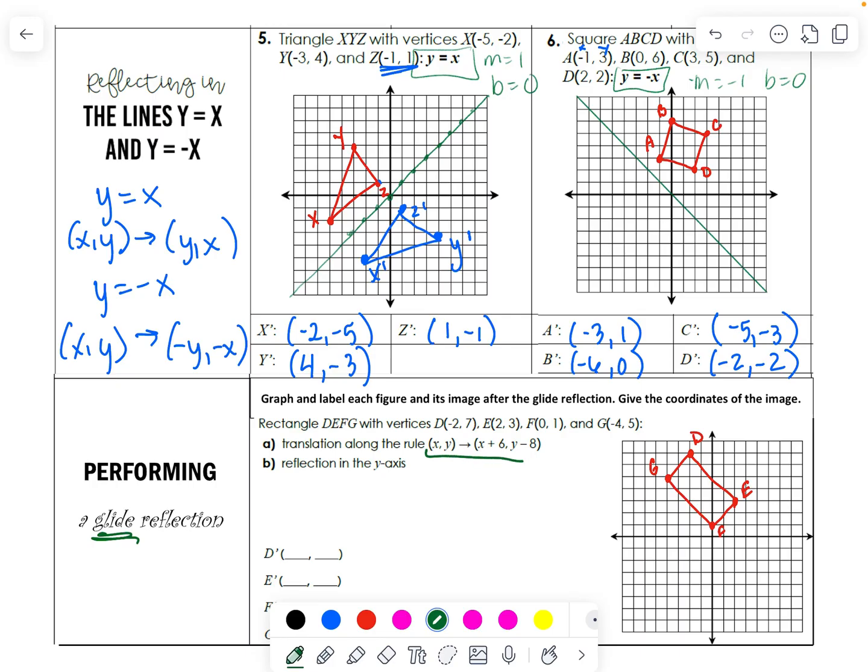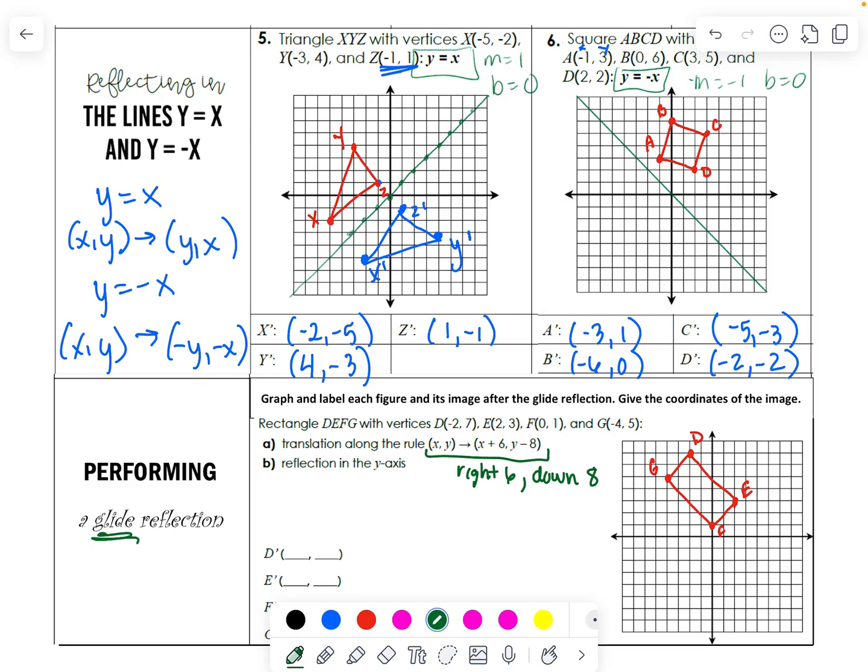And when I see this, it just tells me I'm going to go right 6, because I know if I'm adding 6 to x, I'm moving to the right. Positive for the x-axis is moving to the right. And then y minus 8 means I'm going to go down 8, right? The y-axis goes up and down, but I'm subtracting, so that's going to be -8.